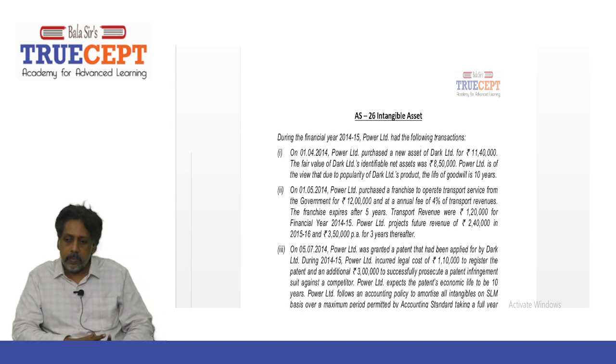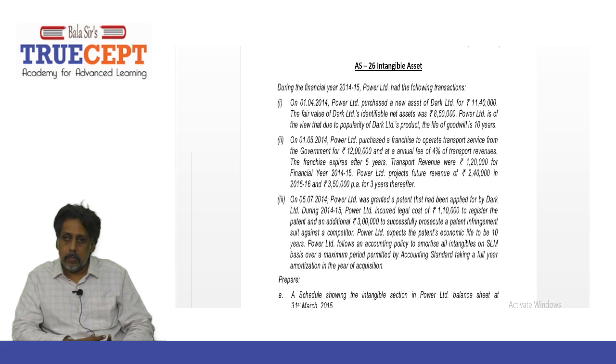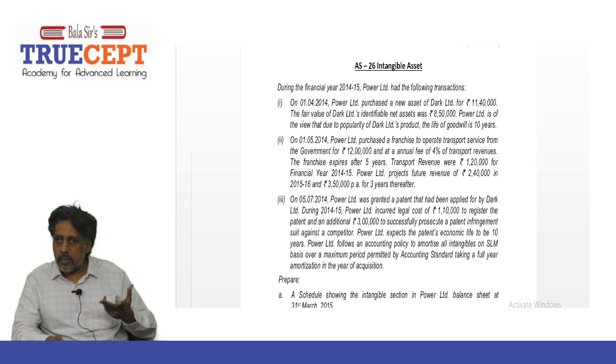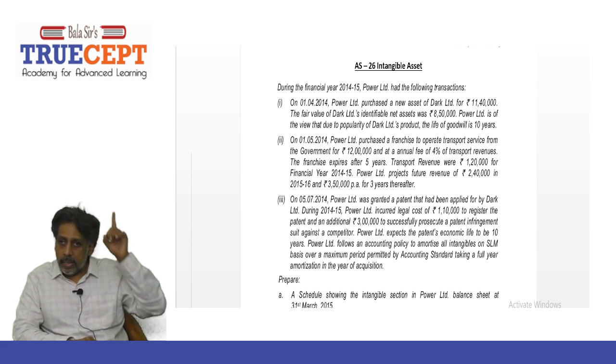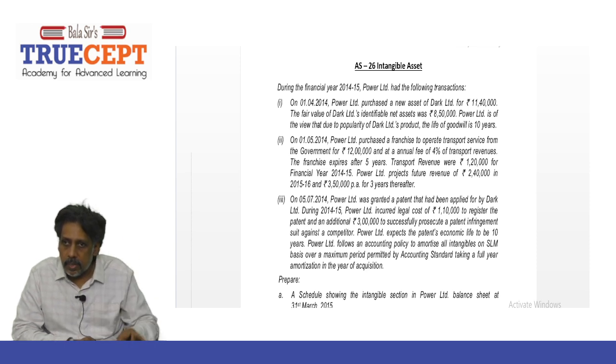During the financial year 2014-15, Power Limited had the following transactions. On 1st April 2014, Power Limited purchased a new asset of Dark Limited for rupees 11,40,000. You represent Power Limited, and your company purchased another company, that is, the net assets of Dark Limited for rupees 11,40,000, being the purchase consideration.